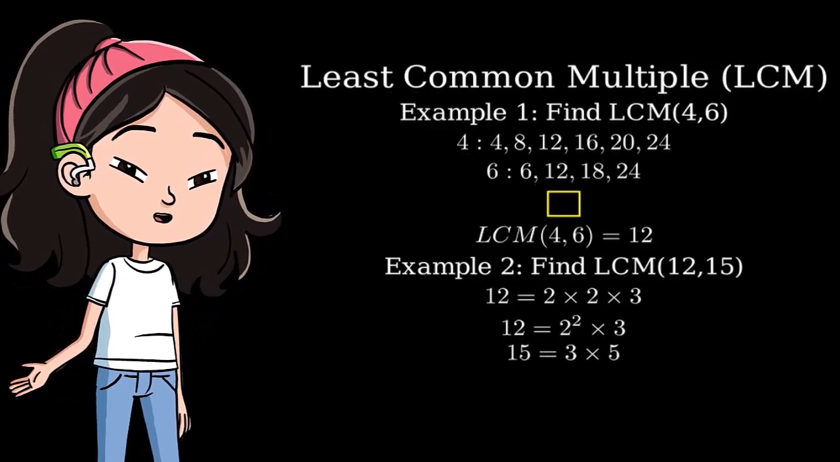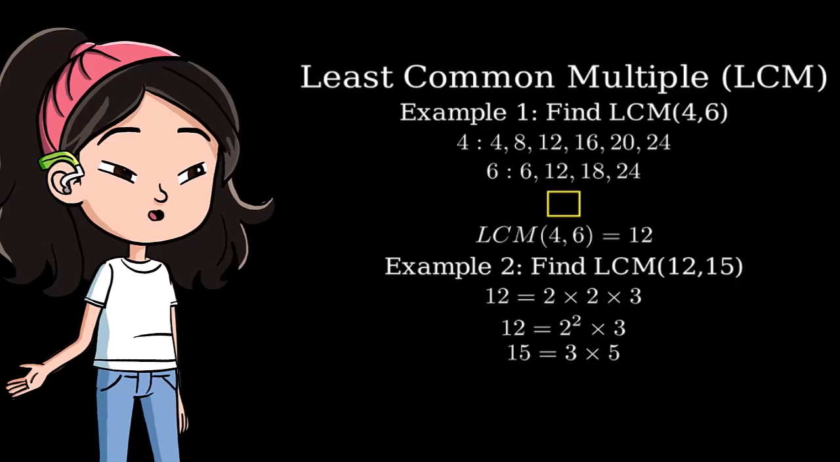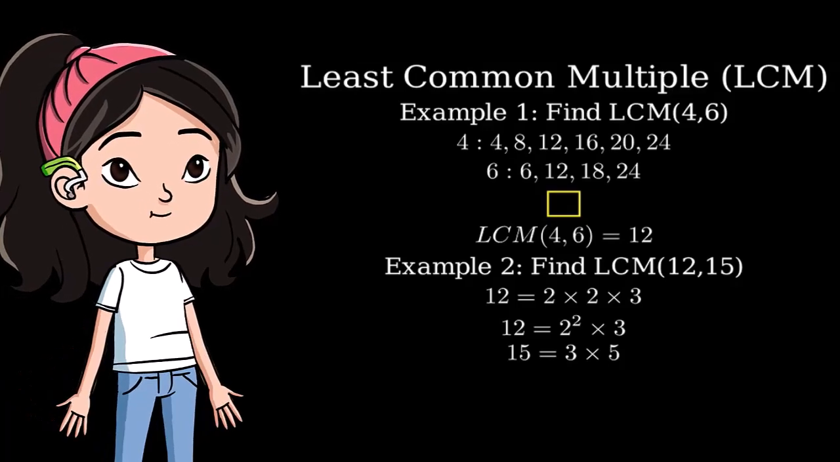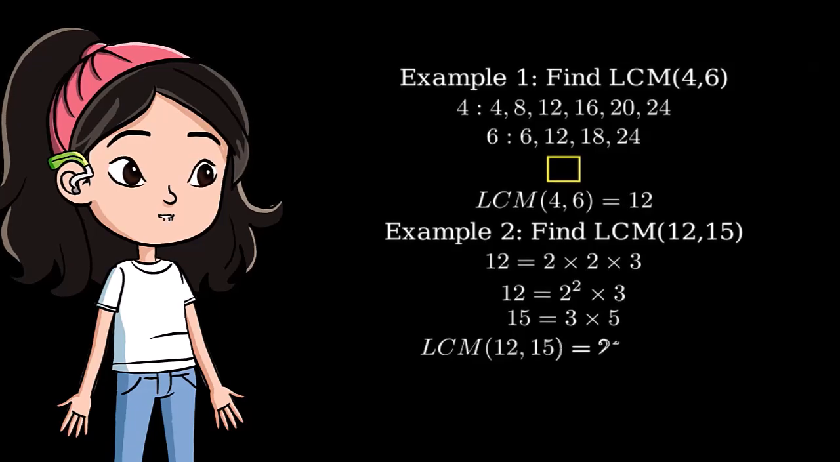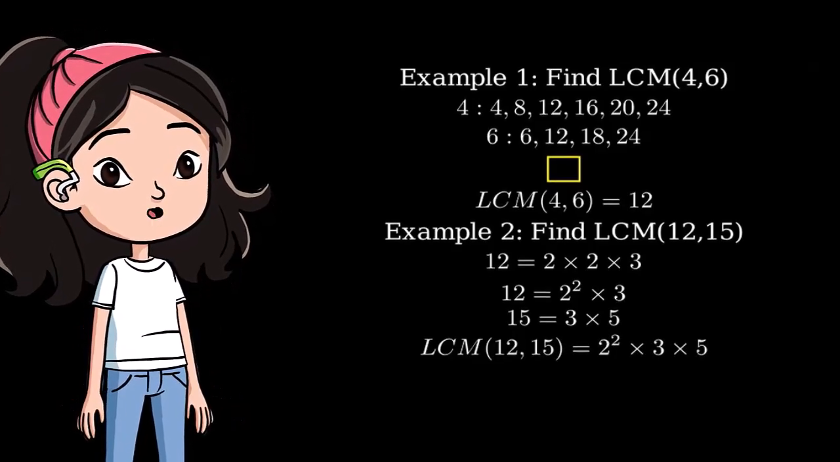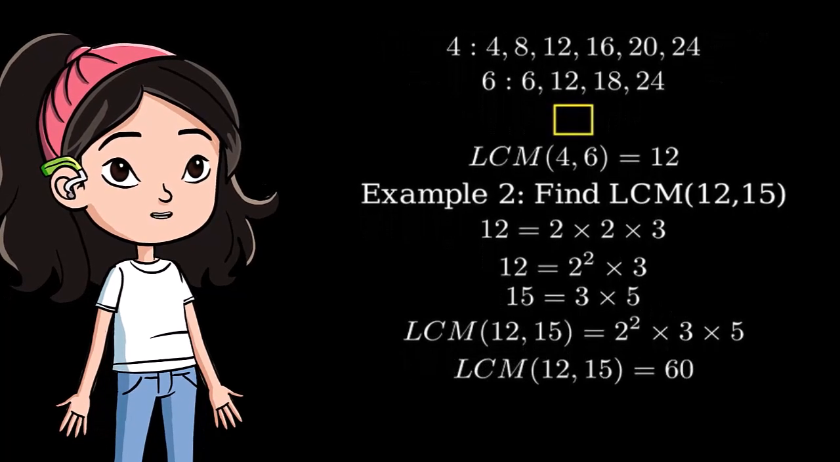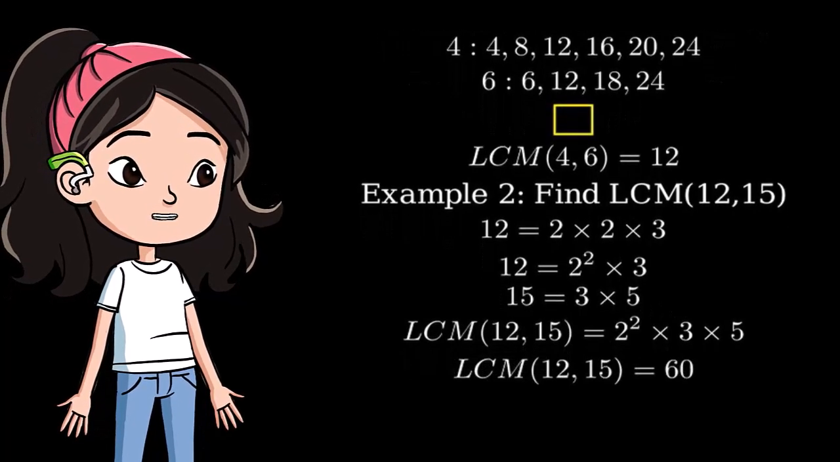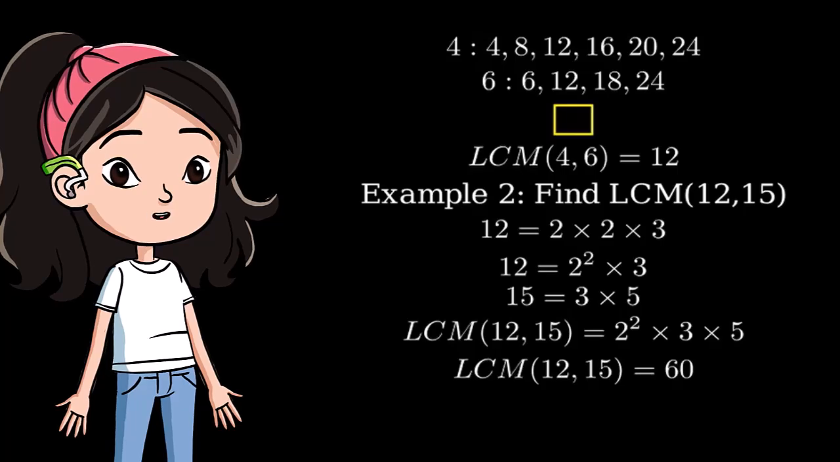To find the LCM, we take each prime factor to the highest power it appears in either number. We need 2 squared from 12, 3 from either number, since they both have it once, and 5 from 15. So, LCM of 12 and 15 equals 2 squared times 3 times 5, which equals 60.